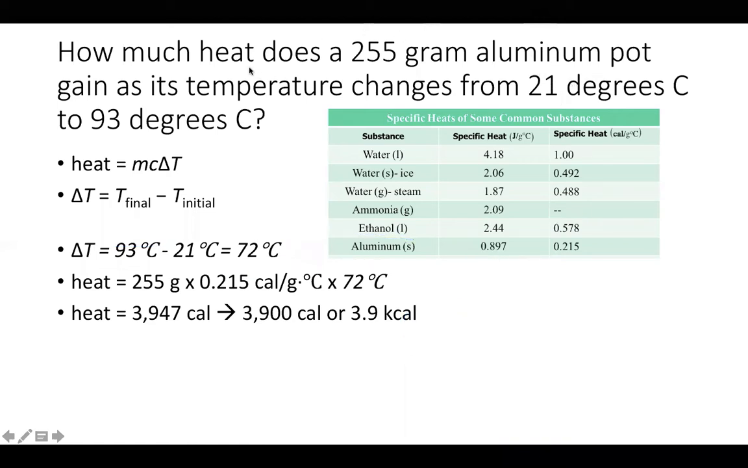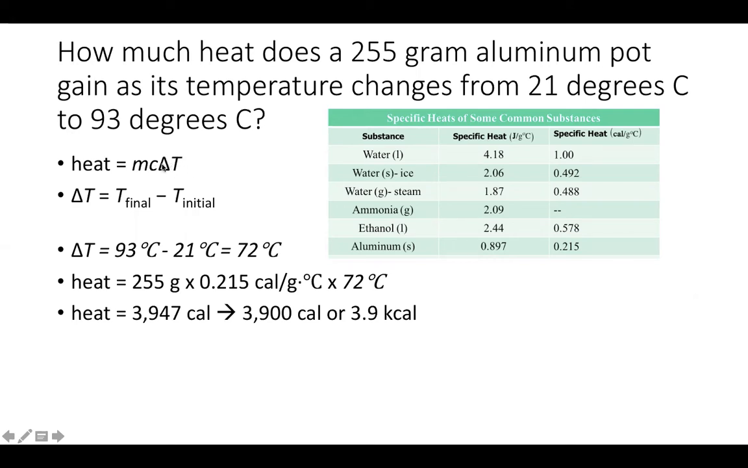All right, so another question you guys had was how much heat does a 255 gram aluminum pot gain as its temperature changes from 21 degrees C to 93 degrees C? So these can be a little tricky, but in this section we were talking about heat and temperature changes and phase changes. Notice that this question has a temperature change. Therefore, this is the equation we will be using, the one with a temperature change in it.